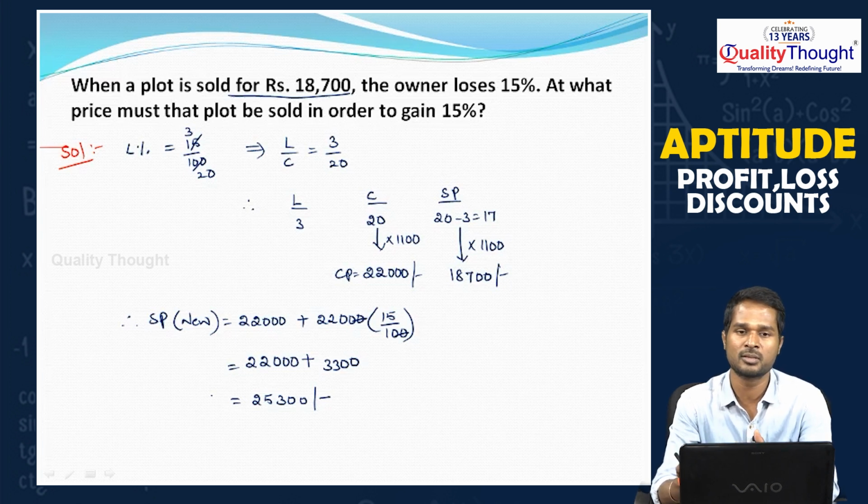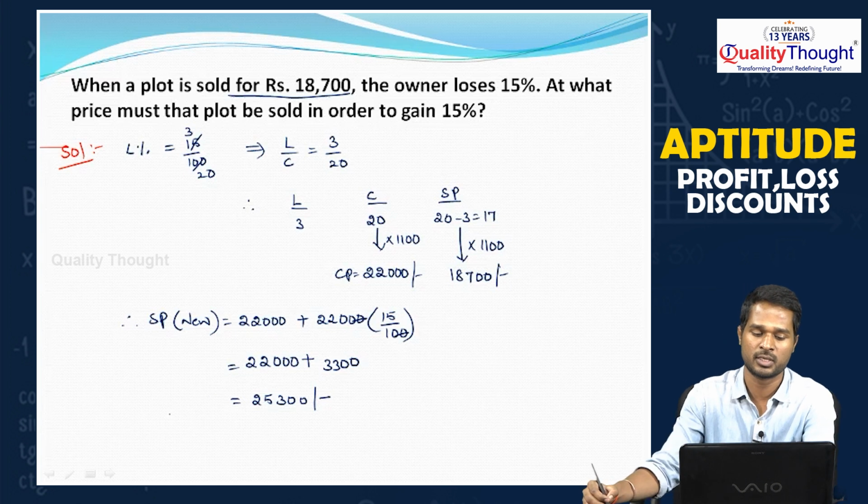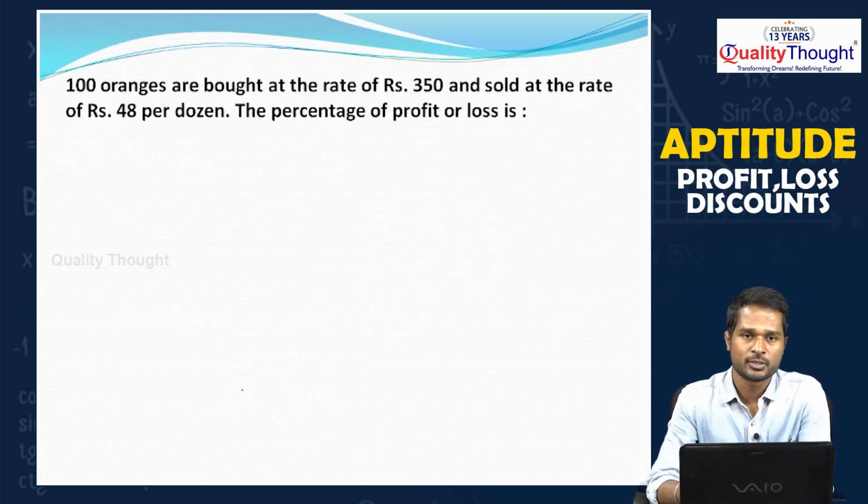So, profit is nothing but addition to the cost price. Whatever you purchased, for your purchase value, you are adding something to it. That will be called the profit. So, your cost price plus the profit will give your new selling price. So, that is the answer, 25,300 rupees. Let us see the question.